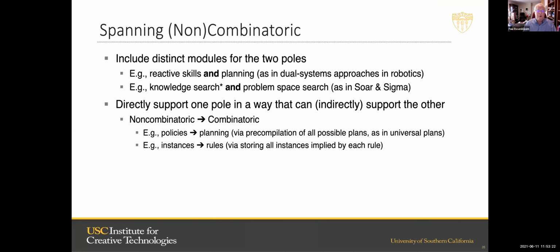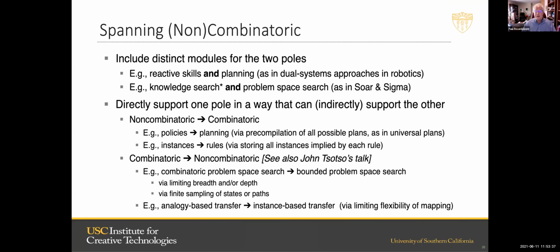Directly support one pole in terms of the other. So you can, for example, use universal planning to build a policy that covers all possible plans. You can build a memory that has all possible instances instead of storing generalized rules. In the other direction, this is the kind of thing John Sotzos was talking about. You can bound combinatoric problem space search in various ways. You can bound combinatoric analogy to get instance-based transfer and so on.